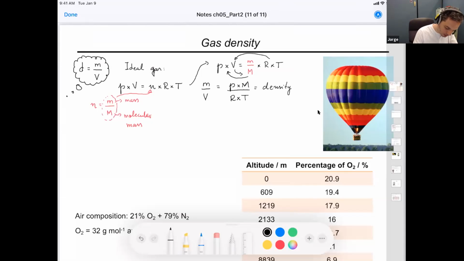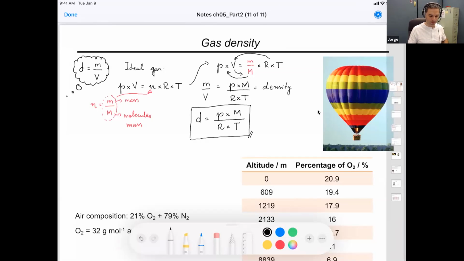That means to calculate the density for any kind of gas, that's going to depend on the pressure of the gas, the molar mass or molecular mass of the gas, and inversely on R and temperature. And that's how we calculate the density of a gas.